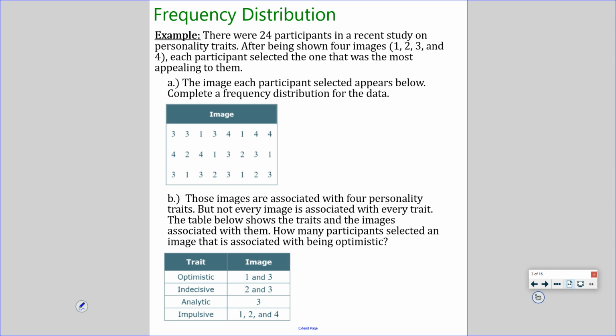So our classes, or categories, are what image they selected. Let's list out those possible answers: obviously 1 through 4. Then we're going to count up the frequency, the number of times each participant stated which image they liked. I'm going to start with the ones. When I do this with data, I like to cross it off as I count. The number of people that said 1 was 1, 2, 3, 4, 5, 6. So my frequency for image 1 would be 6.